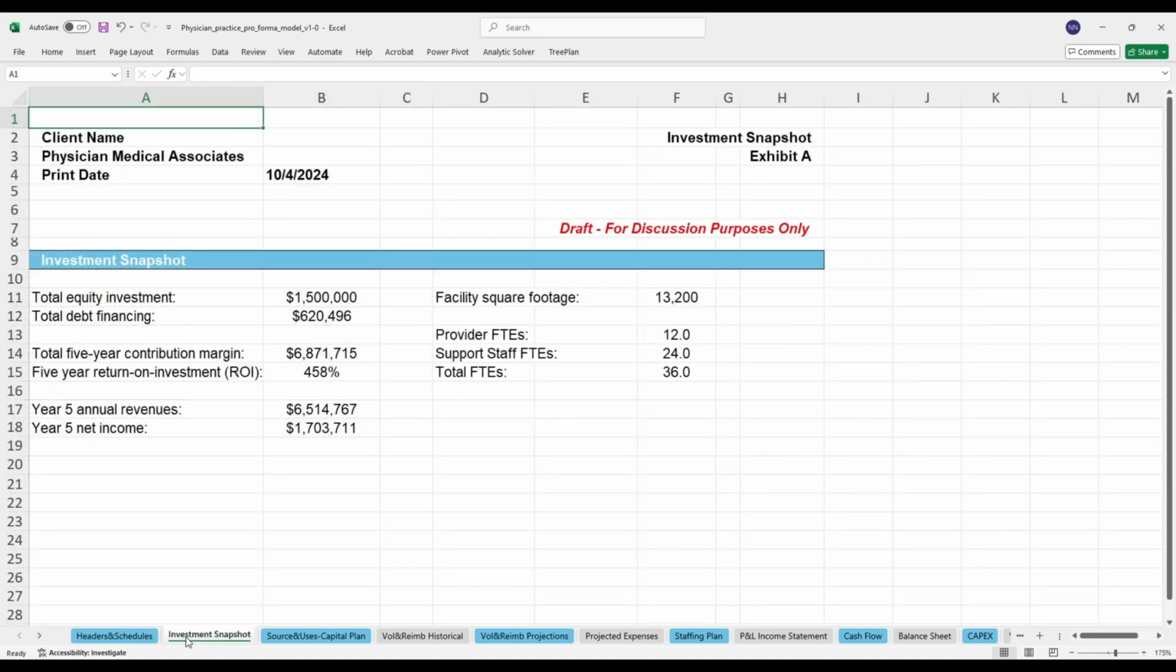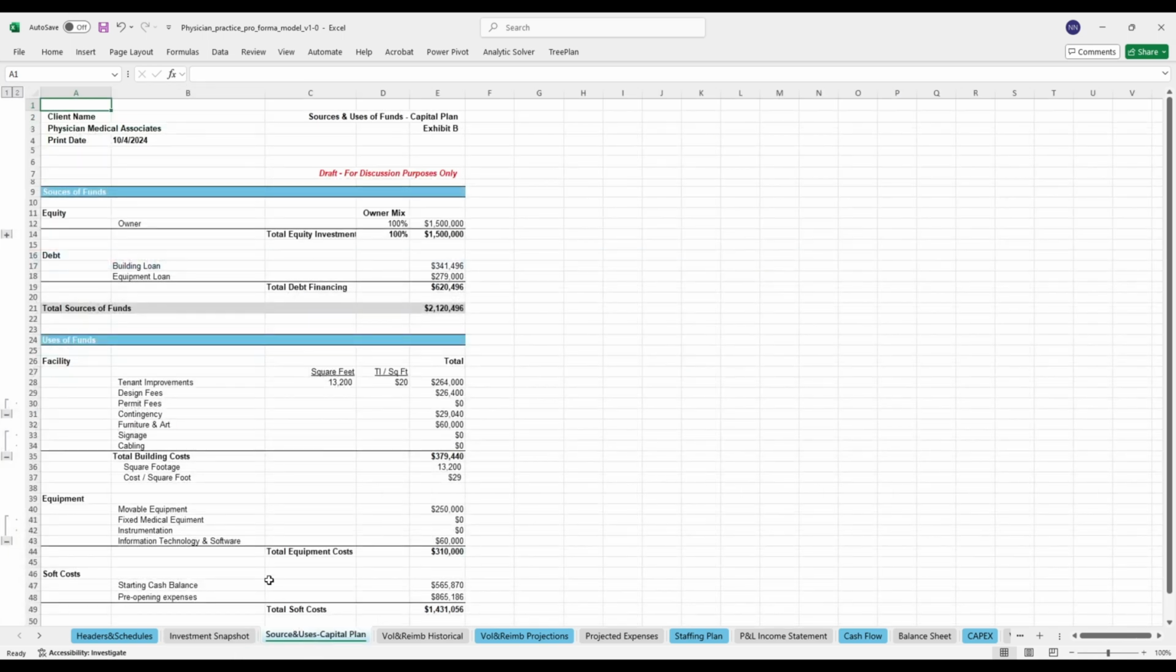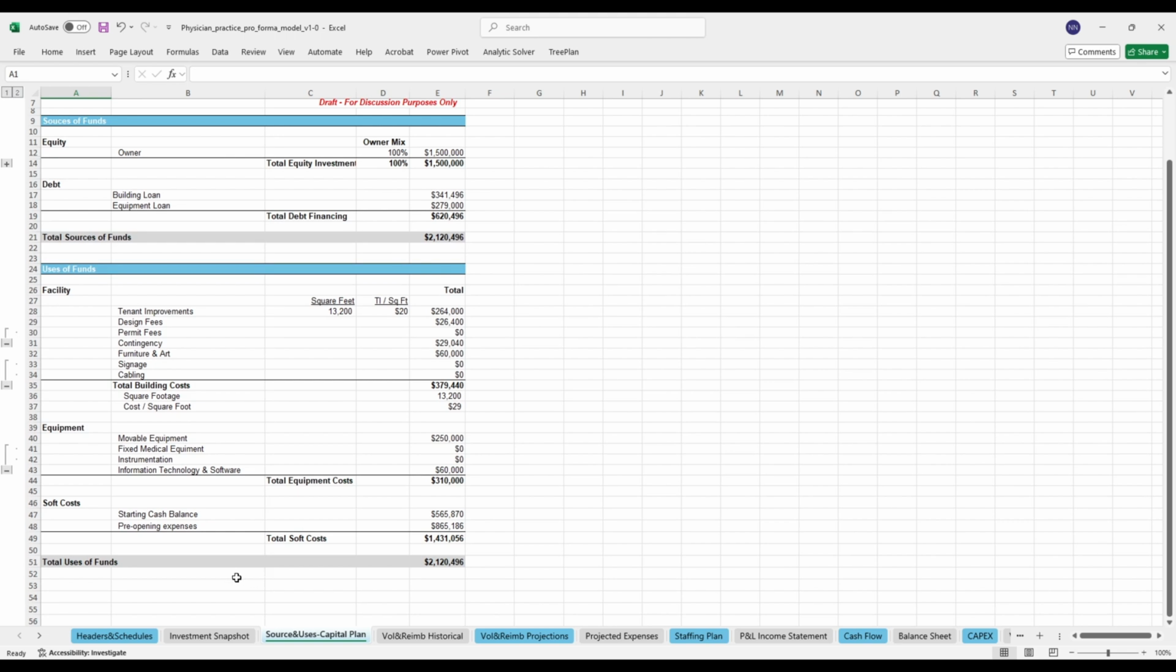The investment snapshot worksheet is exactly what you would think. This is just 10 numbers that will give prospective investors an idea of the investment, returns, and basic information about the startup practice. The capital plan sources and uses of funds worksheet is a standard schedule that shows lenders and investors exactly where all the startup's money will come from, where that pre-opening investment money will go, and how much cash the business will have on day one of operations. The total sources of funds should always equal the total uses of funds. If they do not, then the investors and lenders will wonder where their money is going.